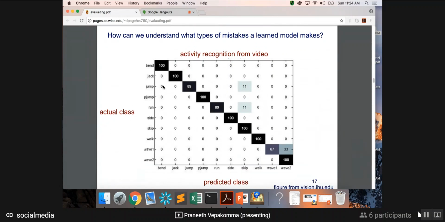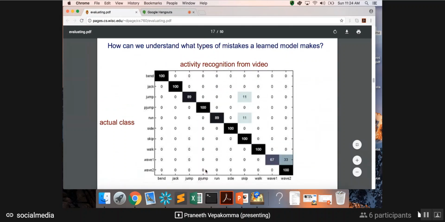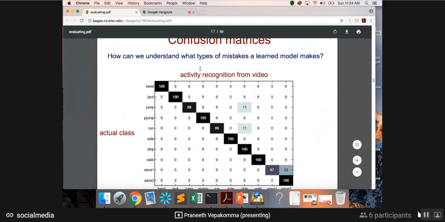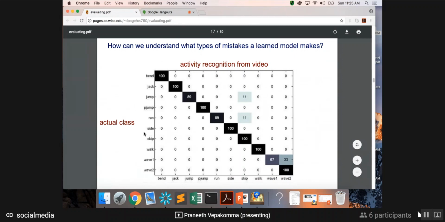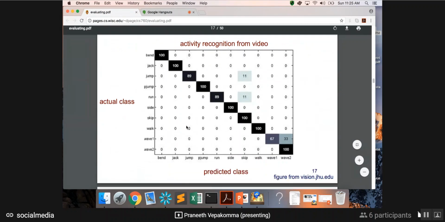So this is the actual class. This is the truth. This is what was predicted by a given model, for example. Basically, what is the context, just to have some story here? This is a model that looks at video and tries to figure out what activity the person in the video is doing. Is the person bending, jacking, jumping, waving, walking, skipping, running? Different kinds of human activities, right?